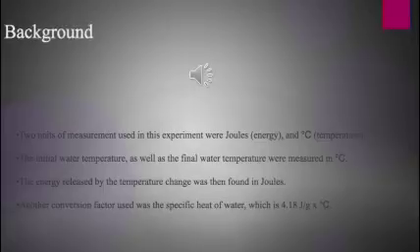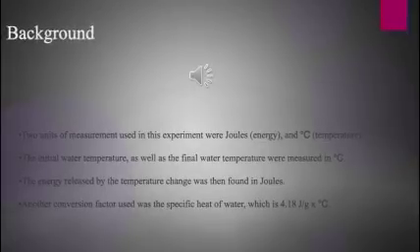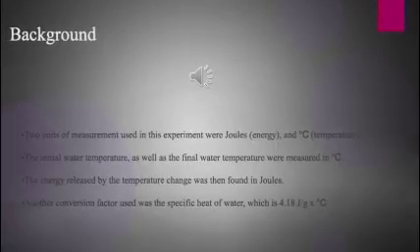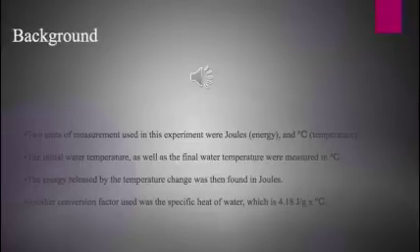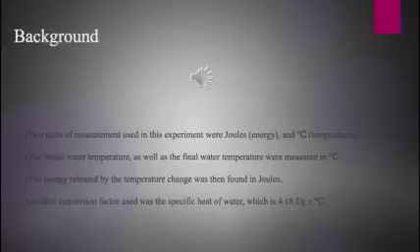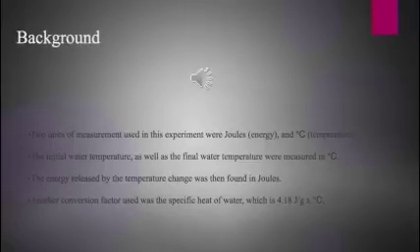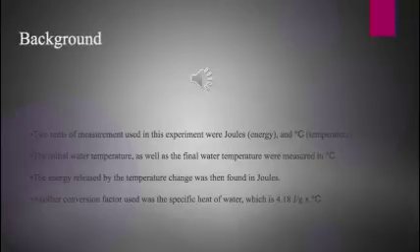Some background information needed for this experiment are the two units of measurement that are used in this experiment. They are joules and degrees Celsius. The initial water temperature as well as the final water temperature are measured in degrees Celsius. The energy released by the temperature change was then found in joules. Another conversion factor used in this experiment is the specific heat of water, which is 4.18 joules per gram per degrees Celsius.